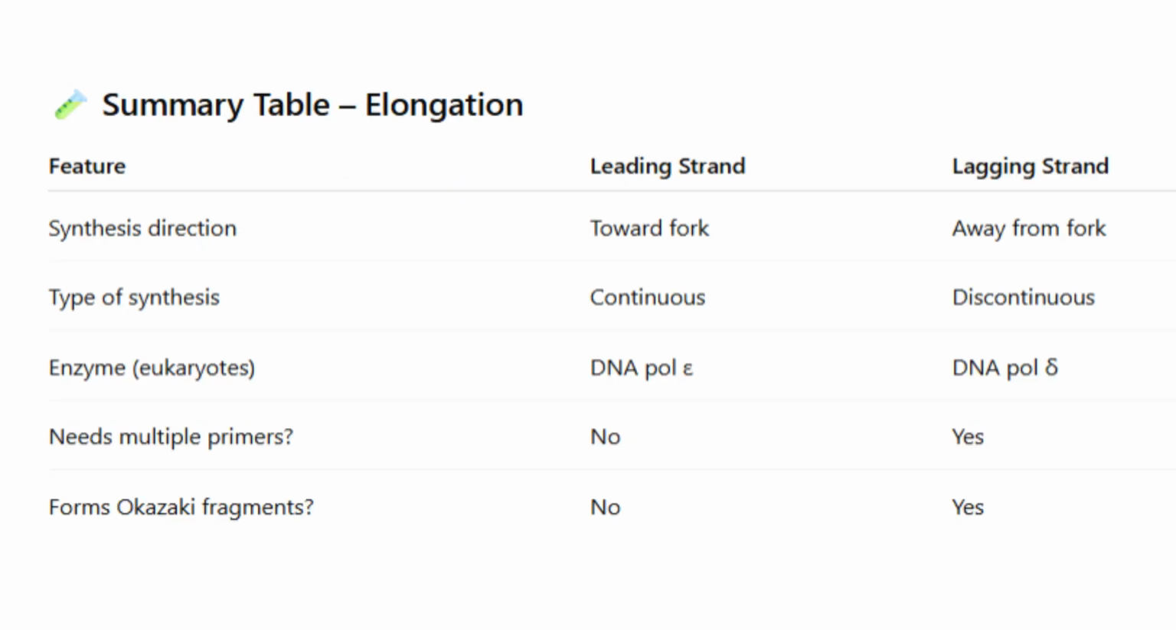Summary table. Elongation. Feature: leading strand, lagging strand. Synthesis direction: toward fork, away from fork. Type of synthesis: continuous, discontinuous. Enzyme in eukaryotes: DNA pol epsilon, DNA pol delta. Needs multiple primers: no, yes. Forms Okazaki fragments: no, yes.